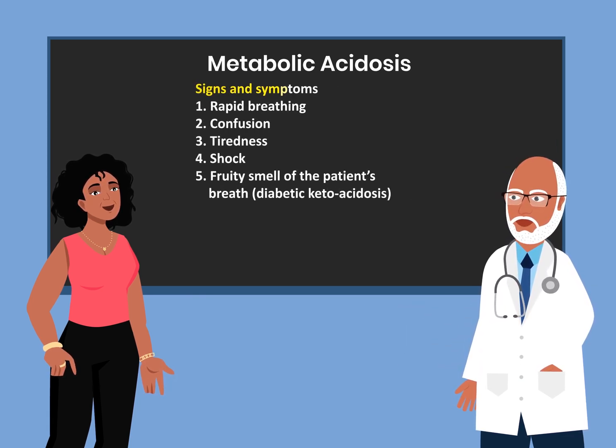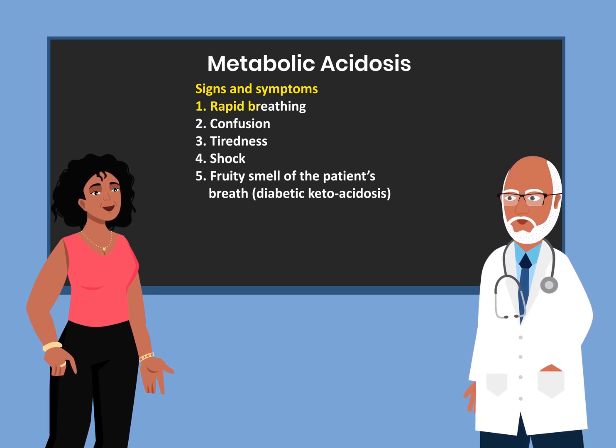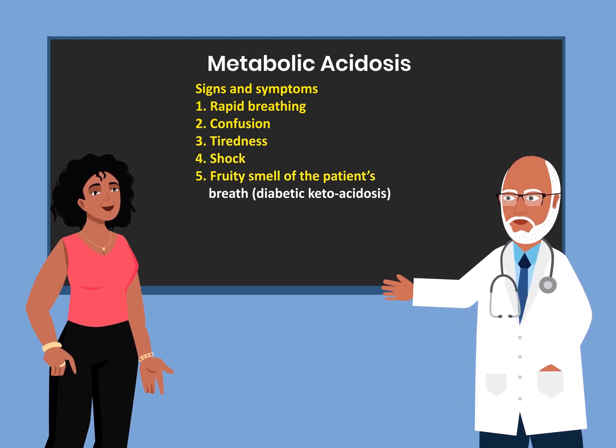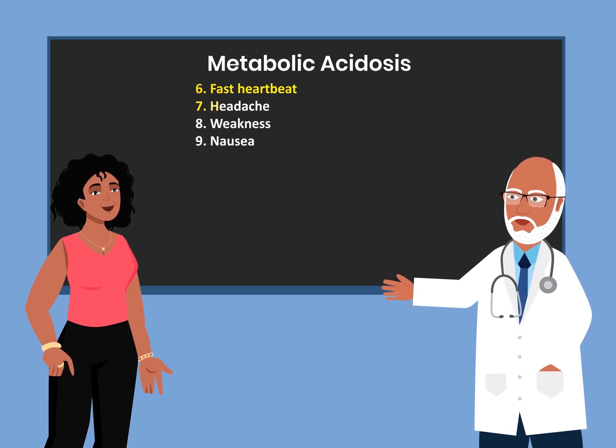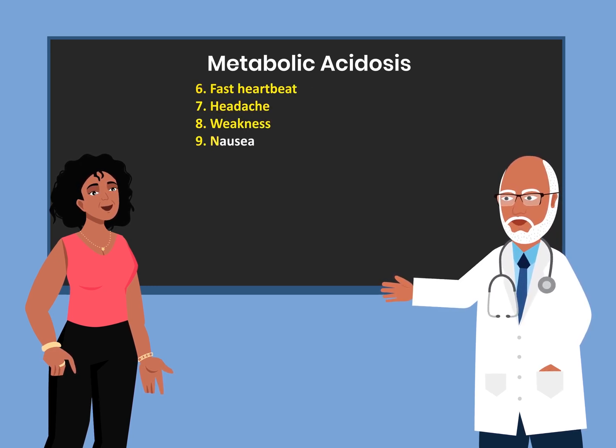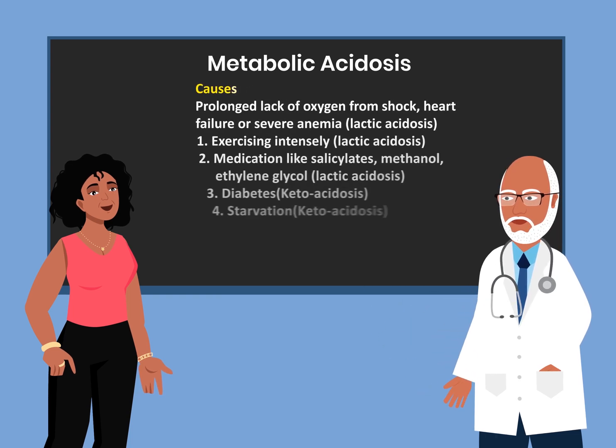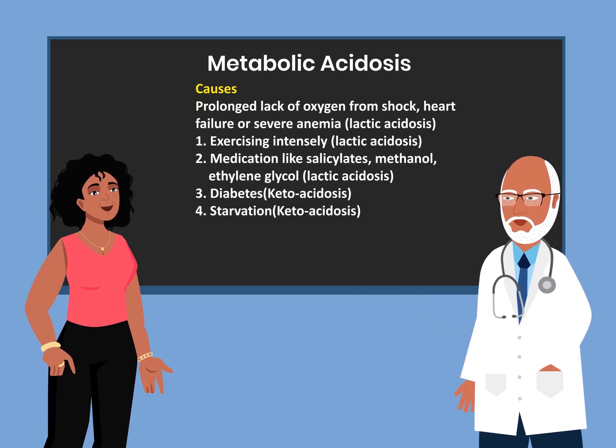What are the signs and symptoms of metabolic acidosis? Well, there may be rapid breathing, confusion, tiredness, shock, fruity smell of the patient's breath, fast heartbeat, headache, weakness, and nausea. What are the causes of metabolic acidosis?